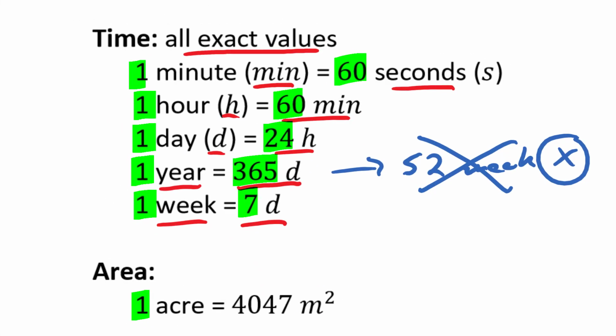One other thing I want to point out, technically a year is not 365 days. Technically it's 365.25, which is why every 4 years we have a leap year. However, for calculations, we will use 1 year is 365 days.